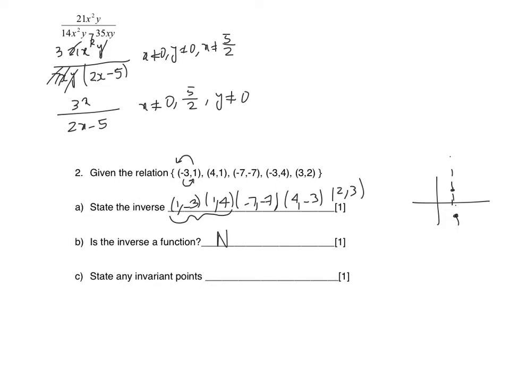So the answer is no. State any invariant points. You can see that the point negative 7, negative 7 does not change under the inverse. So this means that negative 7, negative 7 is the invariant point.